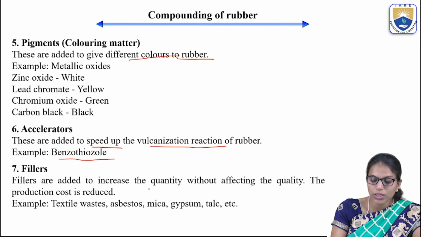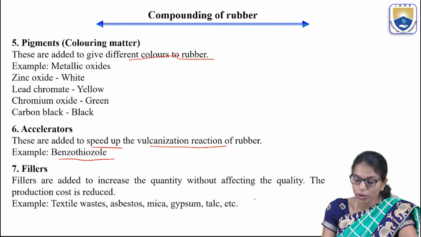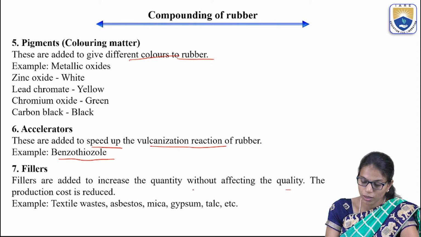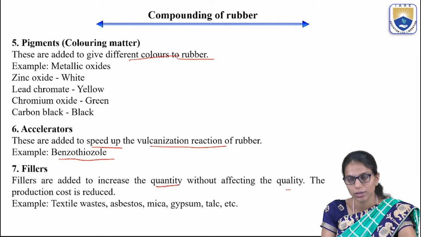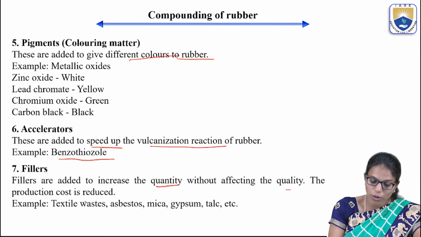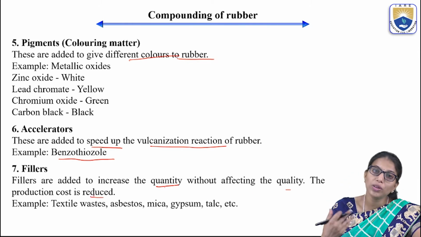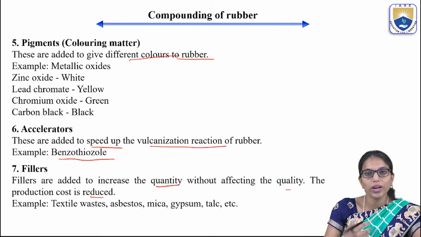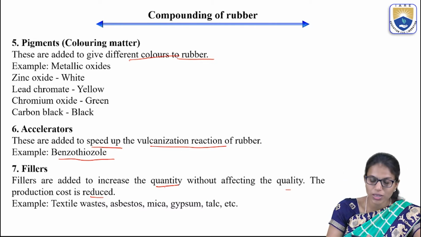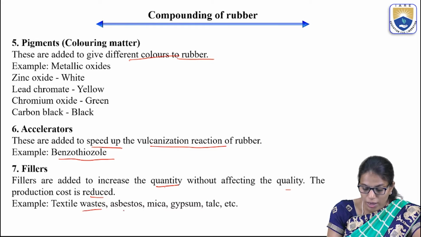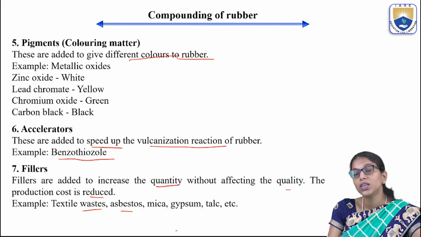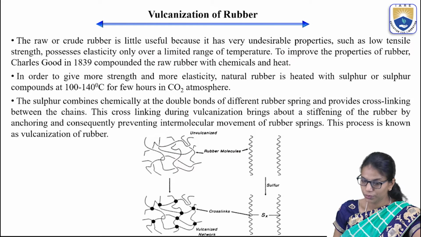Fillers are added to increase the quantity without affecting the quality. So to increase the quantity, what are we adding? Fillers. So the production cost is reduced. Why? If the product is more and more, it will be profitable. For example, for this purpose, what are we adding? Textile waste, asbestos, mica, gypsum, tar, etc.